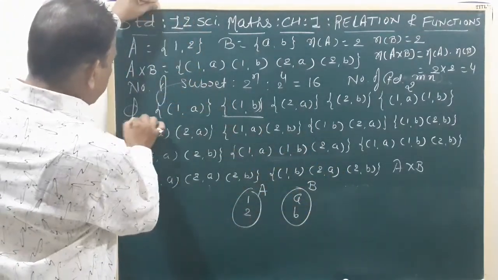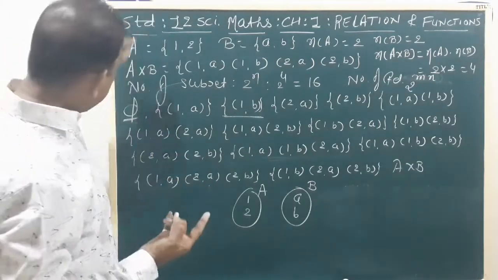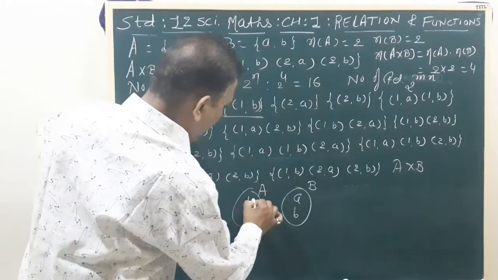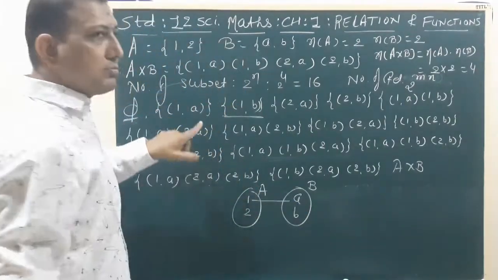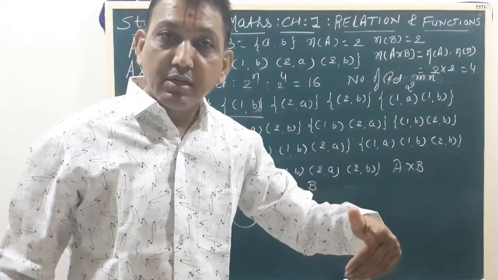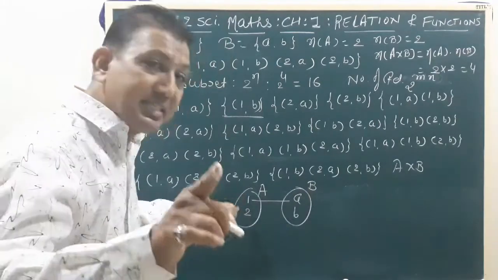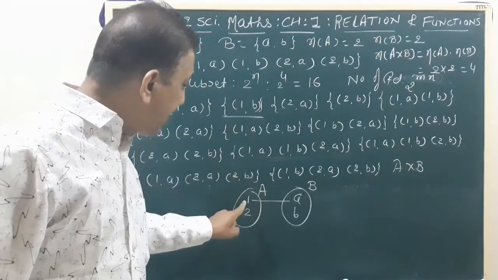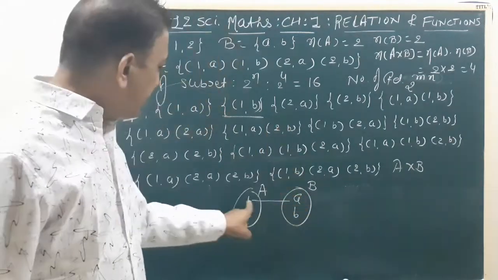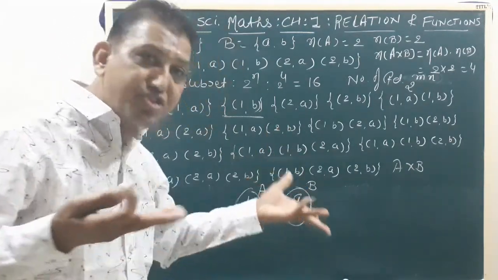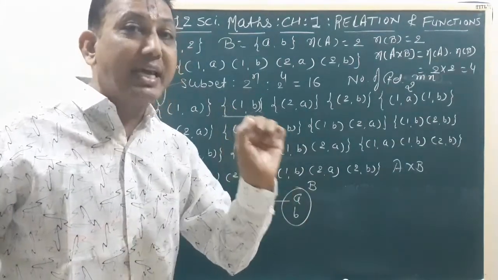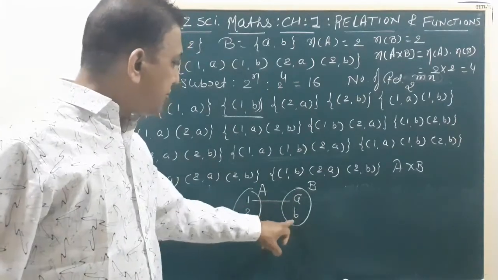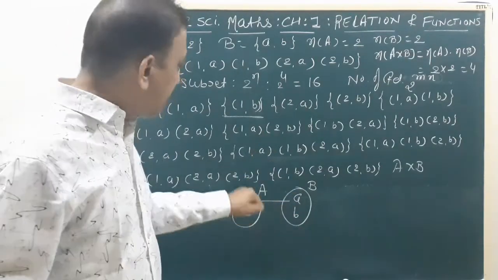Now look here. First one: this is an empty relation, so this is not a function. Now 1A. Look here, 1A, so 2 is remaining. Our concept is that no element can remain in the domain. Each and every element must be related to the codomain. But here 1 is related to A, but 2 is not related to anything. So it is not a function.